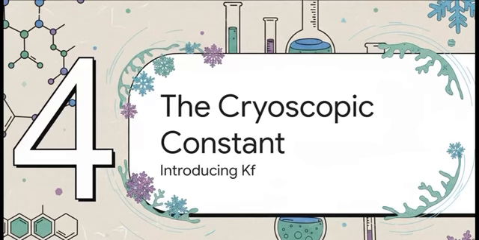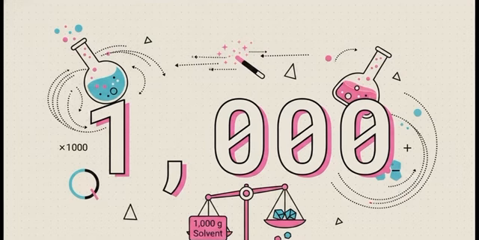Next up is Section 4, the cryoscopic constant explained, where we introduce Kf. That last equation is a great start. But honestly, that constant K is a bit too arbitrary for practical everyday lab work. To standardize things, we introduce a magic number to our equation, 1,000. By mathematically multiplying and dividing our previous equation by 1,000, we don't change its fundamental value at all, but we completely transform its utility. It allows us to relate our calculation to exactly 1,000 grams, or 1 kilogram, of solvent.